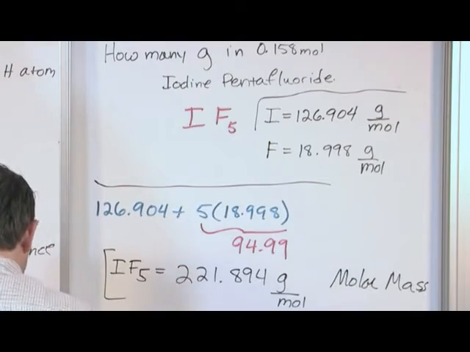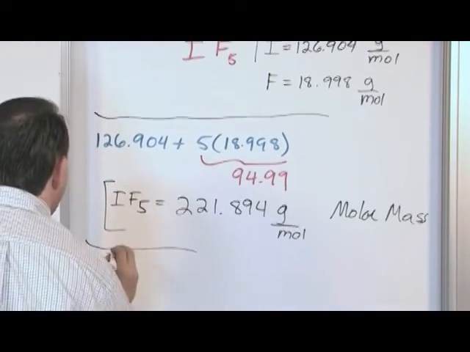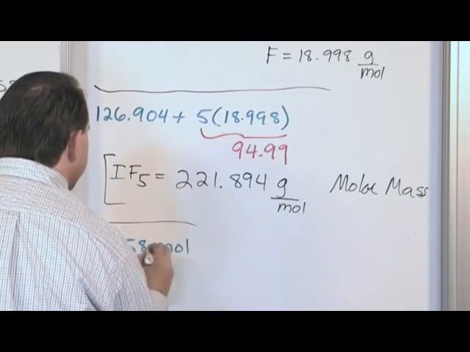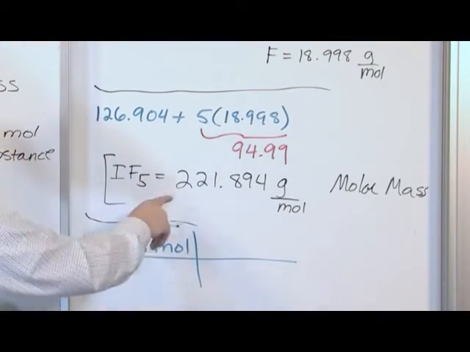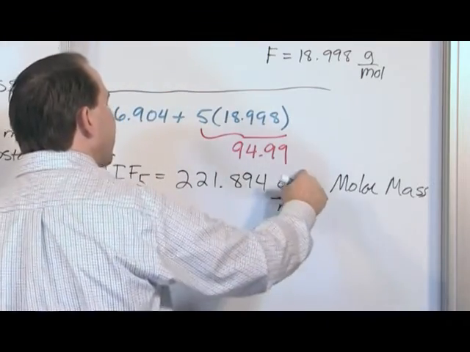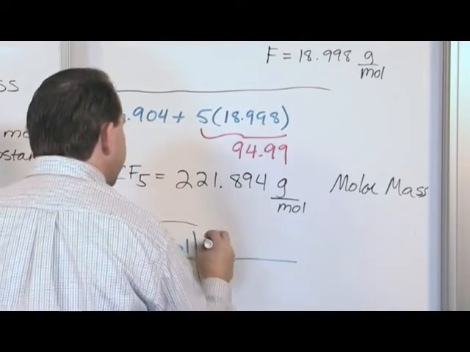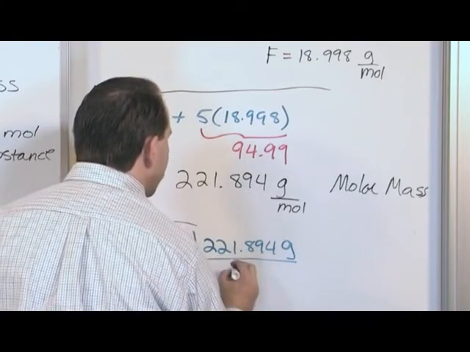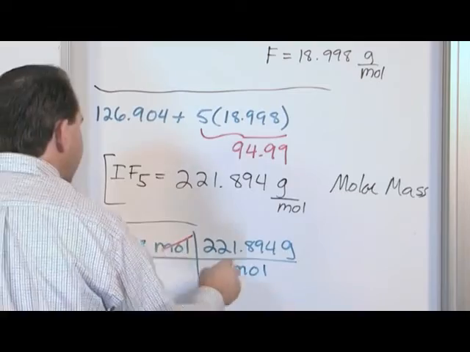So the first thing you do, when you build your little unit conversion thing, is write down what you know. 0.158 moles of this substance. I have this many moles of the substance, so I start with that on the top. And I have a conversion factor, converting grams to moles of this substance. I can flip it either way I want. But if I write it like this, 221.894 grams per mole, if I write it that way, then moles cancel with moles.